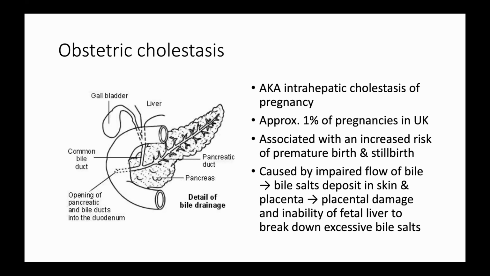What happens in obstetric cholestasis is that there's an impaired flow of bile, and these bile salts deposit in the skin and placenta, and this causes both this itching where the bile salts deposit in the skin and placental damage, and inability of the fetal liver to break down the excessive bile salts that are transported from the mother to the baby. And that's why it can be associated with miscarriage and fetal death, because the fetal liver essentially gets overwhelmed.